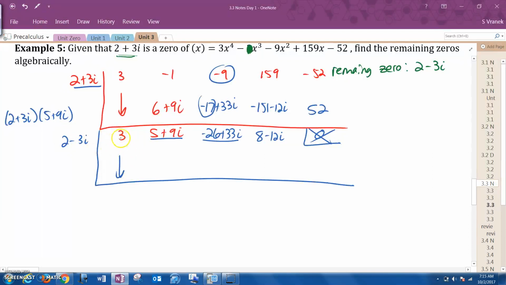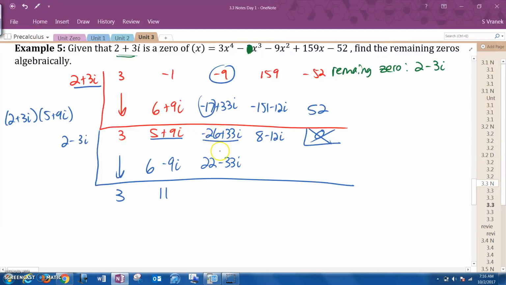Do the same thing. 3, bring it down. 3 times 2 is 6. 3 times a negative 3i is a negative 9i. Now for these ones you won't need your calculator much because things will cancel. 9i and negative 9i are 0. 5 plus 6 is 11. Then we go 11 times 2 is 22. 11 times negative 3i is a negative 33i. Again, the i's will go away, so you don't have to worry about those.